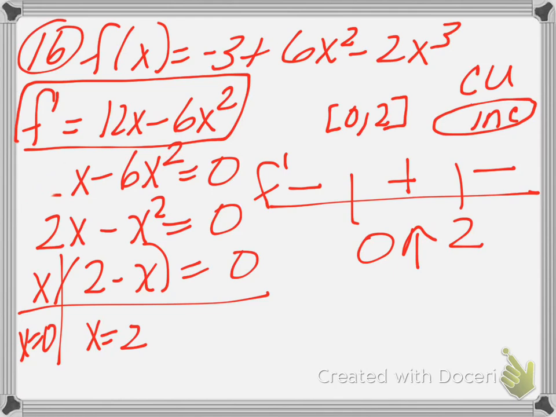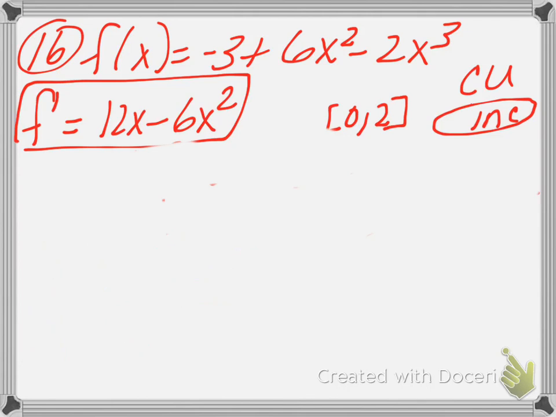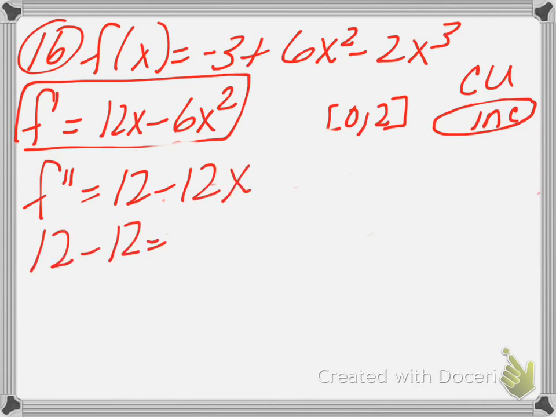Okay, now we have to figure out, when is this concave up? Okay, so concavity, that's all about the second derivative. So that's our second derivative. We're going to set that equal to 0. Divide everything by 12. And we get that x equals 1.